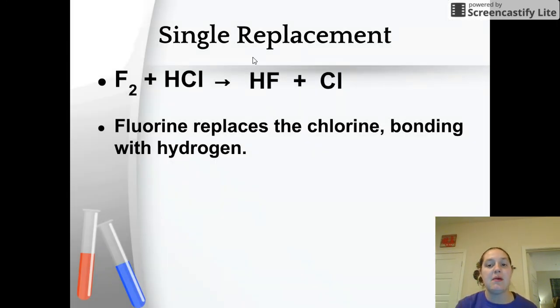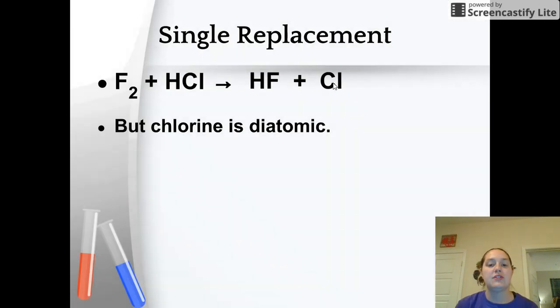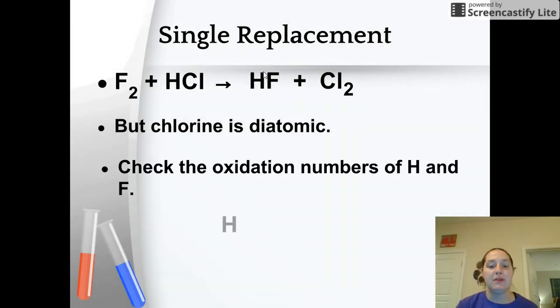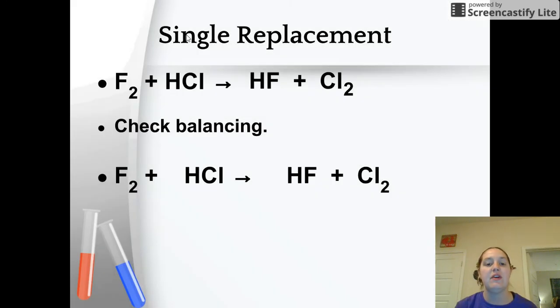There are some things to keep in mind here. This is going to be a diatomic, and we've got to swap and drop. So we add our 2. We swap and drop, and we find out +1, -1, so there's no need for subscripts on HF. Now we've got to balance it. Once we add in our 2s, we now have a final product here.